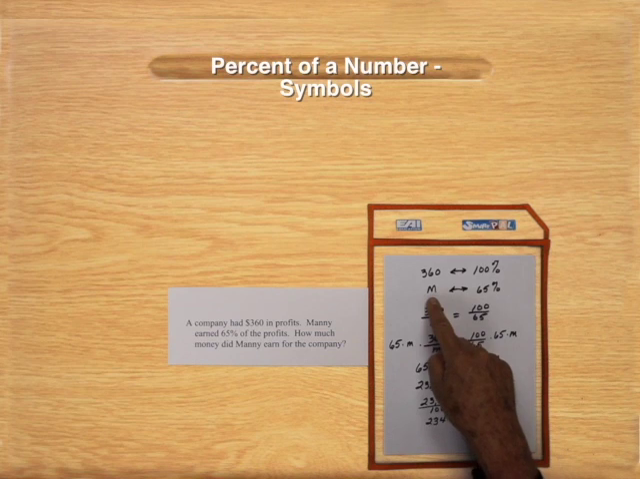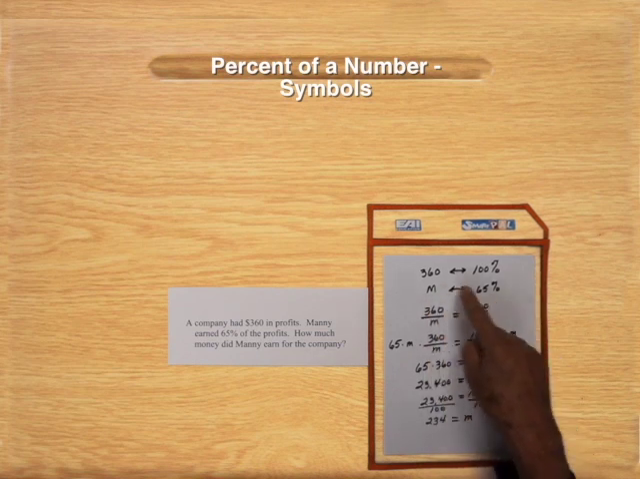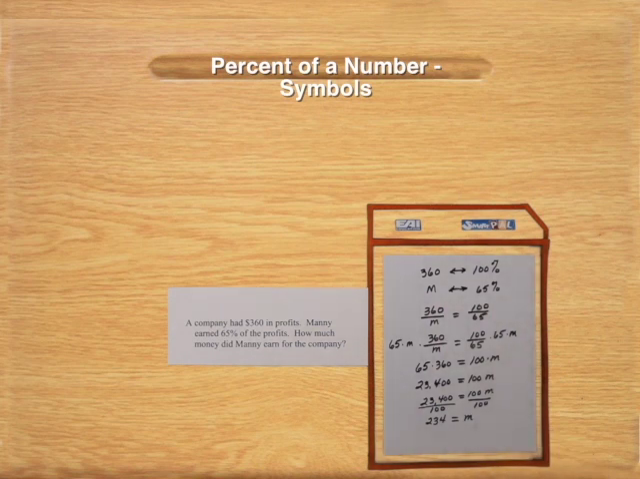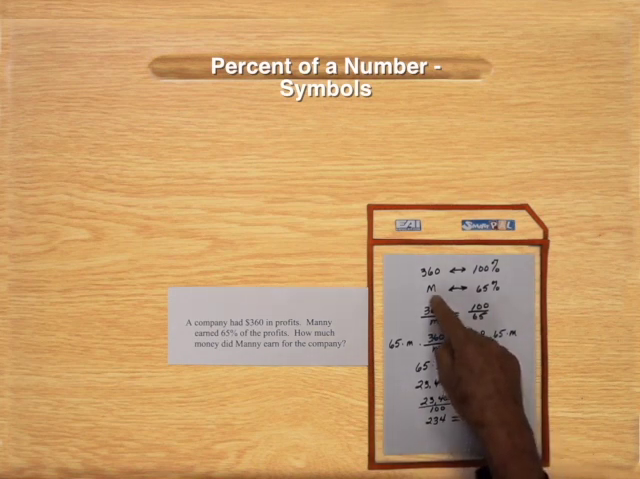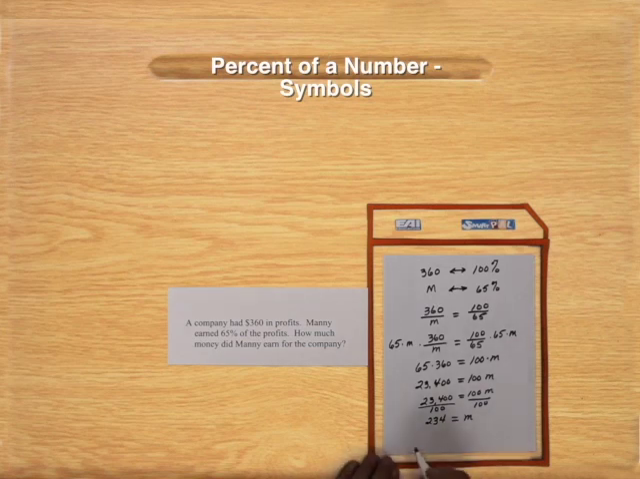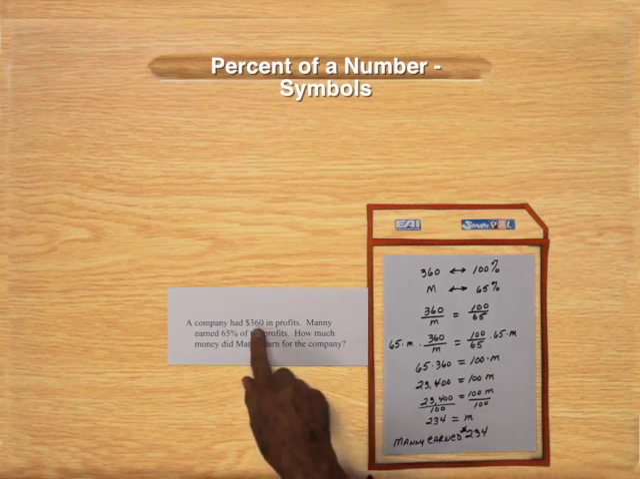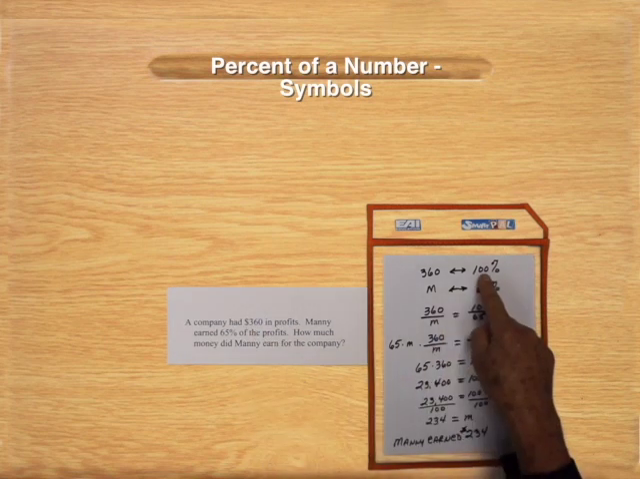Our M was representing 65% of our total, which was 360. So that means then that if M was representing how much Manny made, then Manny earned $234 for the company.